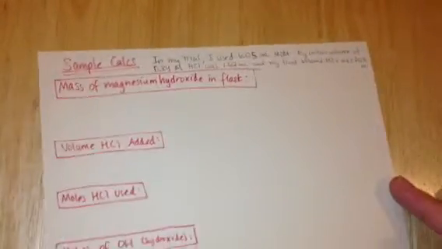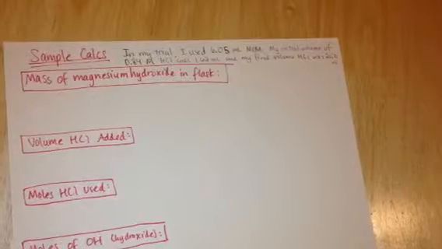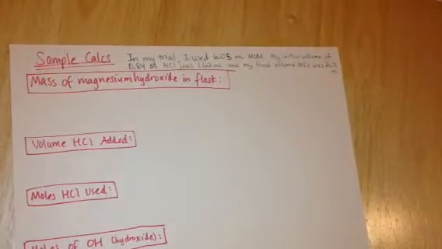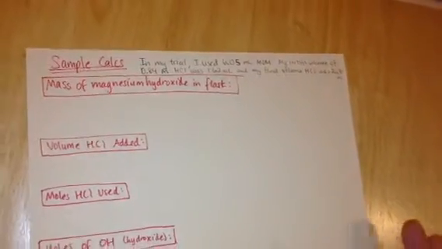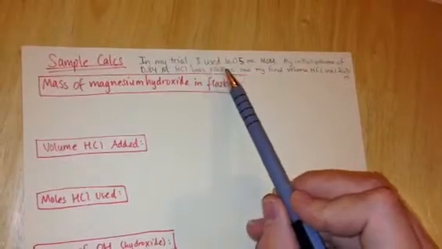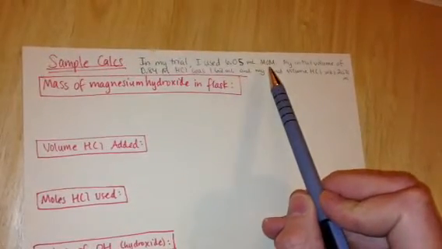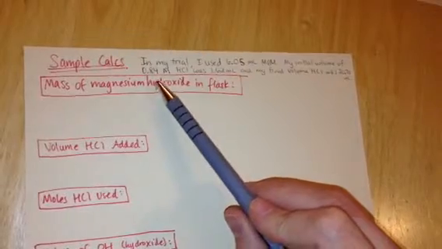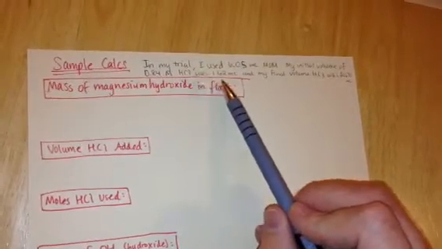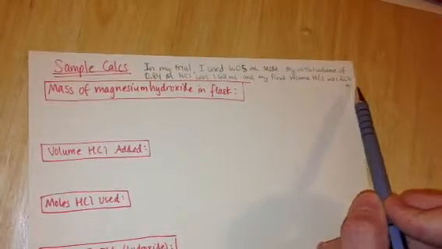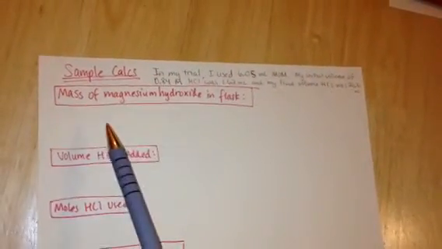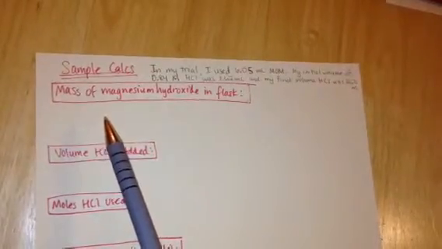Here's a video that will help you with the sample calculations that you need to do for your milk of magnesia lab, or the empirical formula of magnesium hydroxide by titration. You collected your data, and in my trial, I used 6.05 milliliters of milk of magnesia, my initial volume of the 0.84 molarity HCl was 1.62 milliliters, and my final volume of HCl was 20.70 milliliters. The first thing your sheet tells you to calculate is the mass of magnesium hydroxide in the flask.